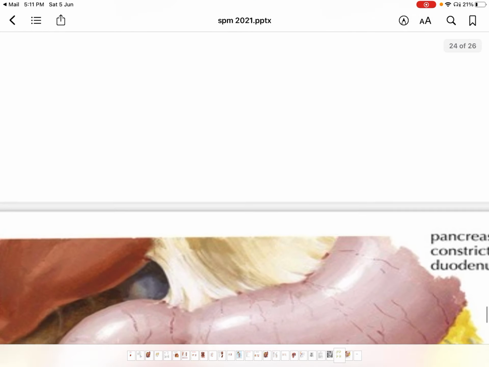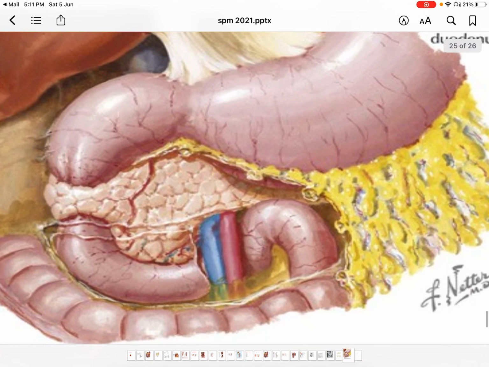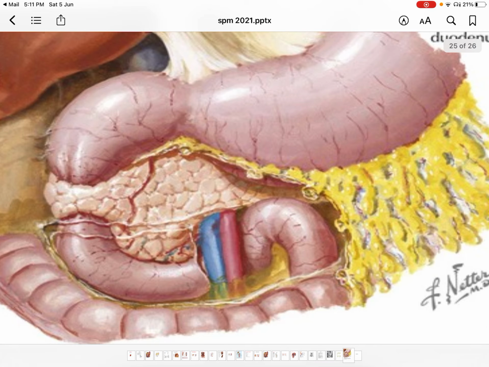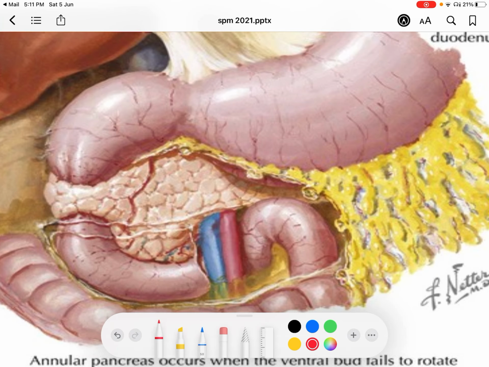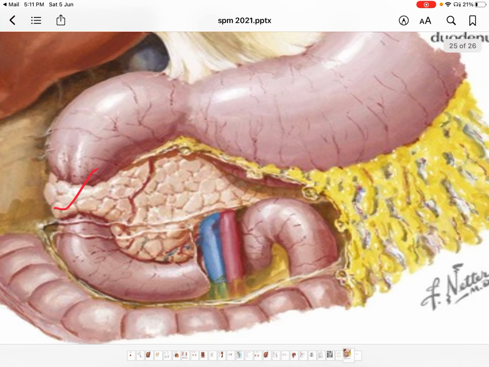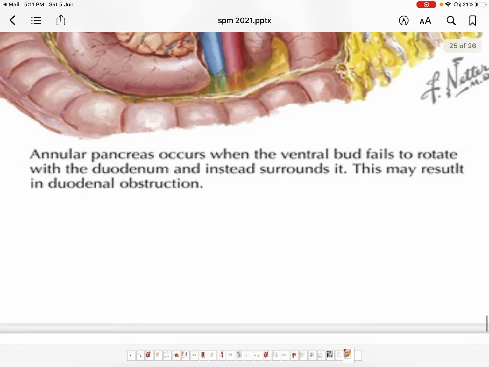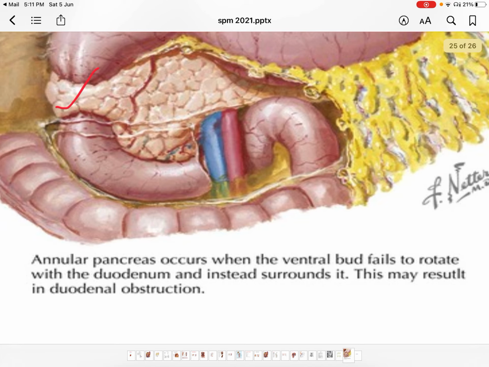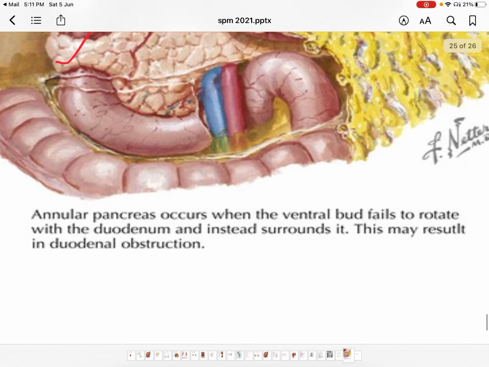But in some cases, this ventral bud divides and encircles the second part of the duodenum. In this X-ray, you can see the second part encircled by the pancreas, and this is known as the annular pancreas, and it causes obstruction of the second part of the duodenum. This is the annular pancreas, when the ventral bud fails to rotate with the duodenum and surrounds it. Thank you.